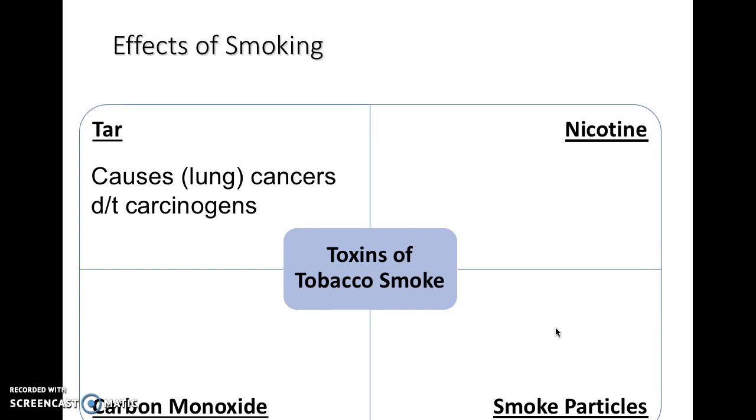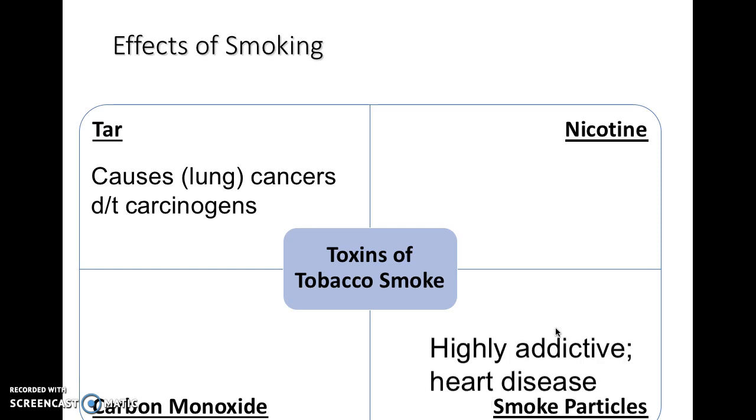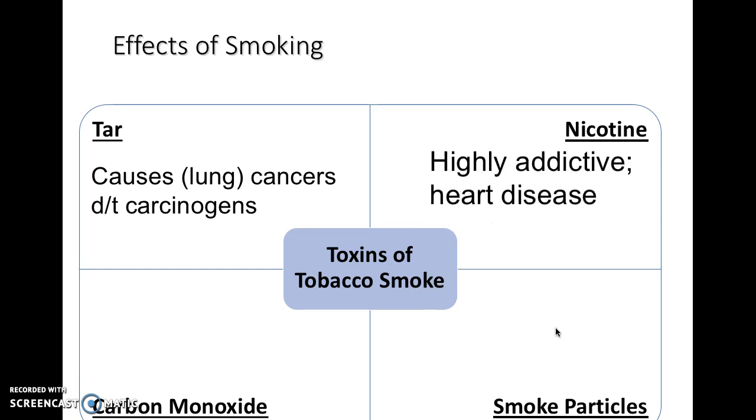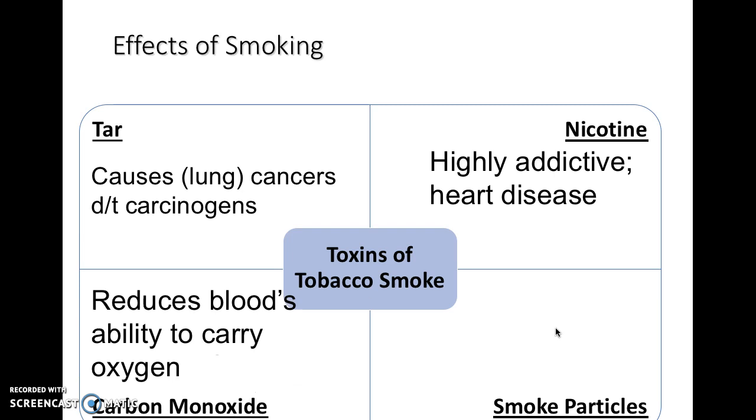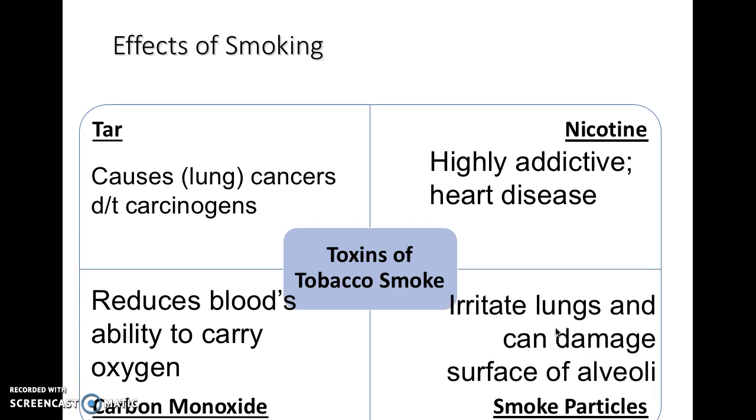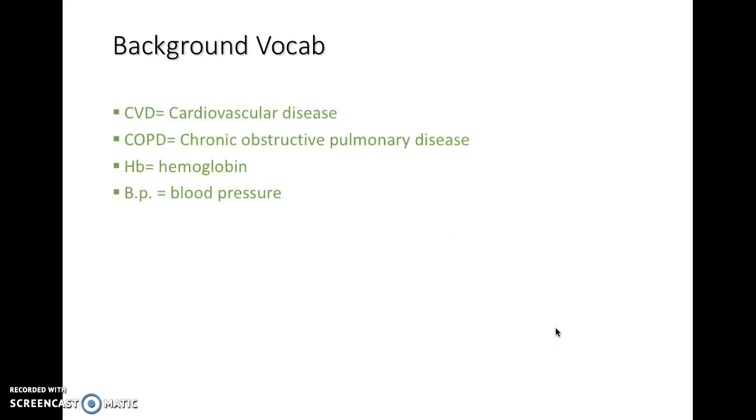Tar is going to cause lung cancer, specifically due to the carcinogens. Nicotine is highly addictive. It can cause heart disease. Carbon monoxide reduces the blood's ability to carry oxygen, and smoke particles are going to irritate the lungs and can damage the surface of the alveoli. So, background vocab. CVD is cardiovascular disease. COPD is chronic obstructive pulmonary disease. Hemoglobin is Hb. BP is blood pressure.